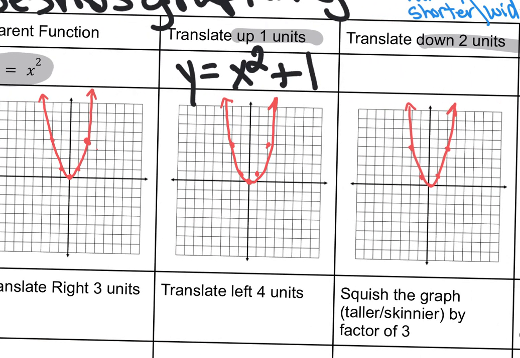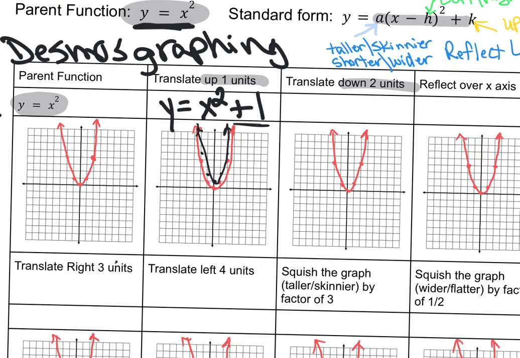Okay, and all that that's going to do is take this red graph and every one of those little red dots that we have on there, you're just going to move it up 1. So we're going to move that vertex up 1, up 1, up 1. Basically, we're going to have the exact same graph, just moved up. Oops, I didn't trace that very well, but up 1 unit. So that plus 1 on the outside said we're moving it up 1.